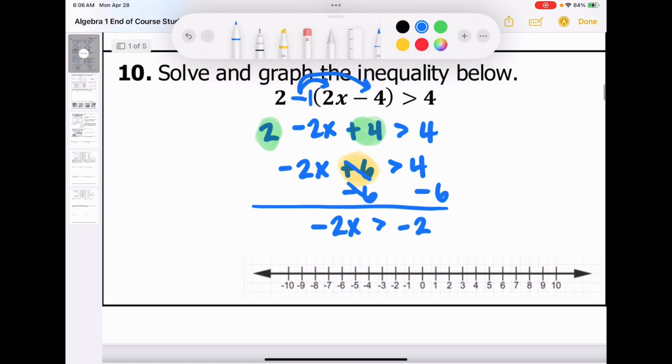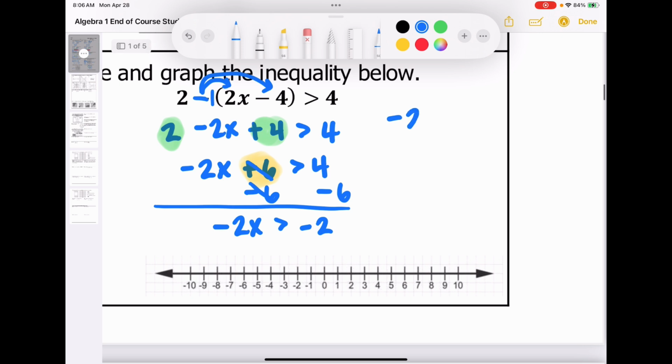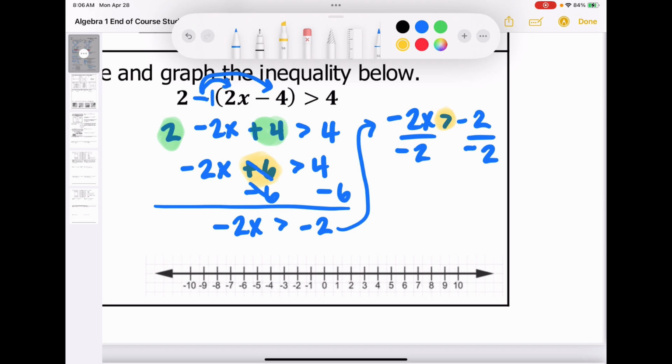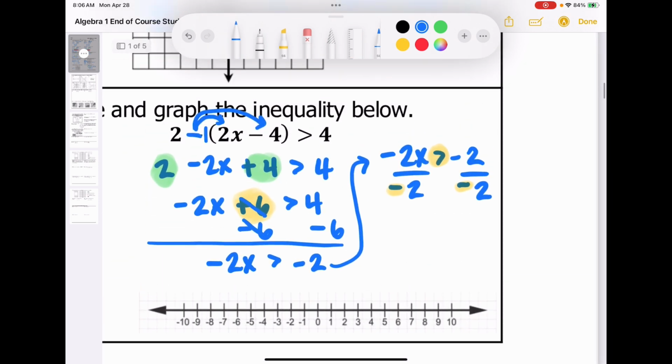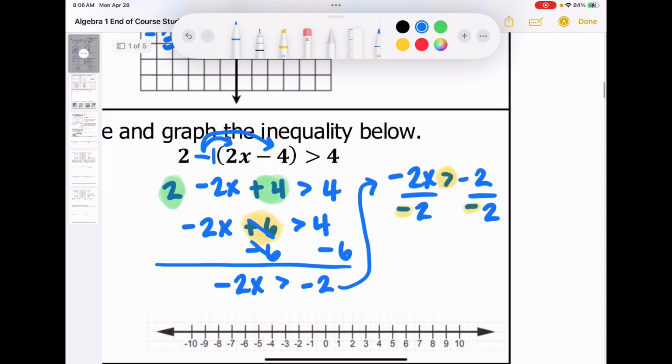And then our last step is to divide. I ran out of room, so I'm going to come up here. The one thing about inequalities that's different than an equation is that when you divide by a negative number, you have to flip the inequality sign. So since we're dividing by a negative 2, our inequality sign is going to flip to less than. So I'm going to have x is less than 1 as my solution.